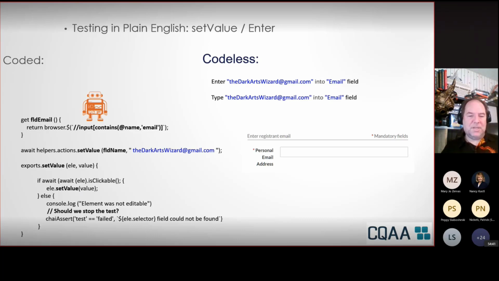Rather than doing it two times to say it exists and is enabled, I just say, is it clickable? Yes, go and set the value. A little bit faster execution. I'm always trying to find ways to do it faster.